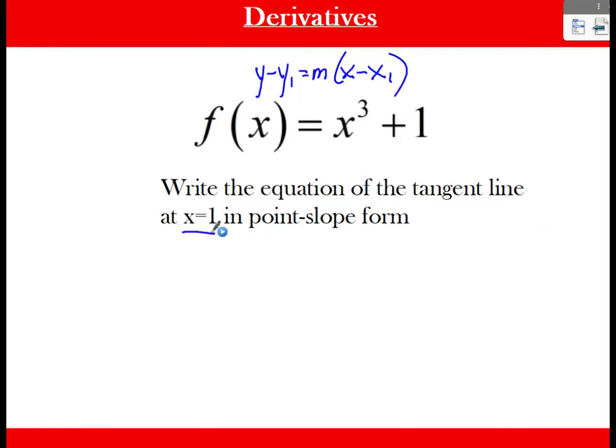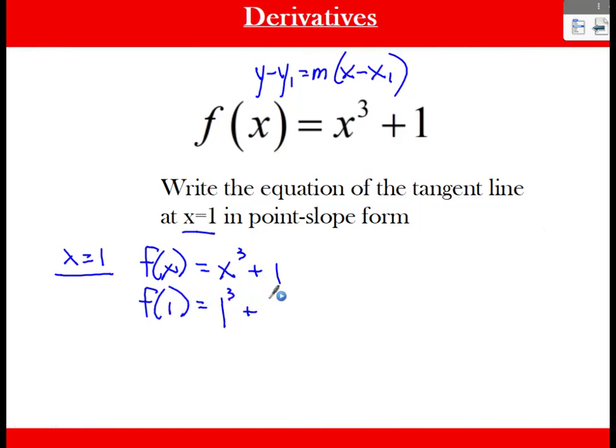So we have our x value of our point that it goes through. We need our y value. So what we do is simply take x equals 1 and substitute it into our original function. That gives us our y value. Okay, so I substitute in 1 for x into the original function. 1 cubed plus 1 is 2. So the point that it goes through is (1, 2). That's our x sub 1, and that's our y sub 1.